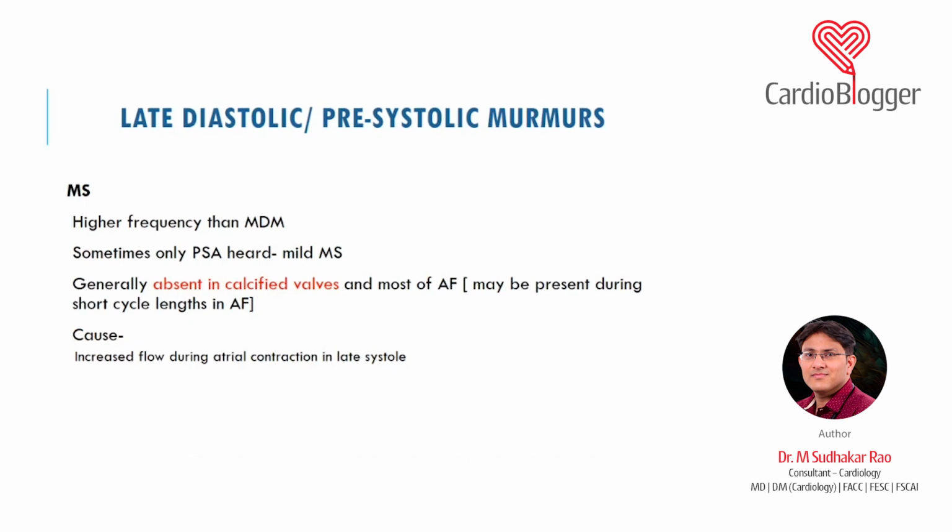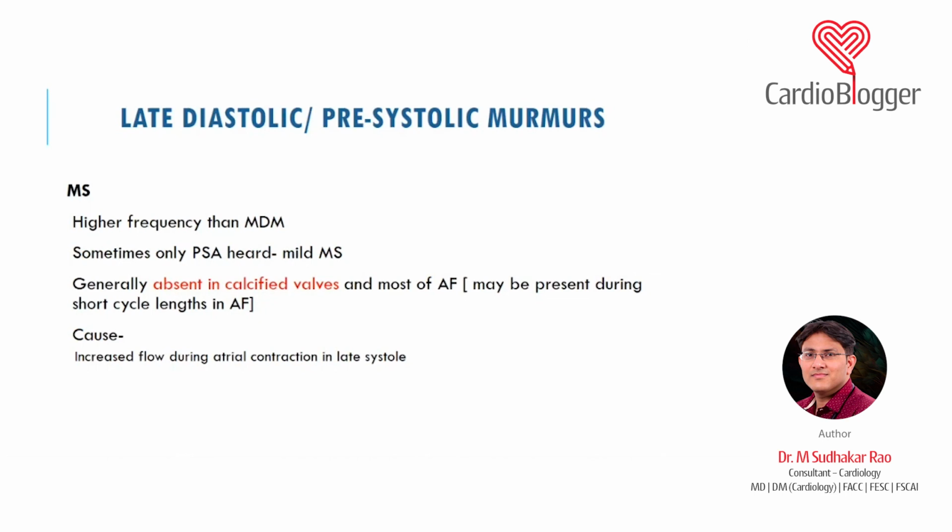LVEDP increases, and the gradient between LA and LV comes down. In patients with cardiac failure or LV dysfunction, again LVEDP increases, and the pressure gradient between LA and LV decreases. In patients who have a longer RR cycle, like in bradycardia, we may not be able to appreciate a good murmur. Or in patients with COPD, emphysema, we may not be able to feel the murmur.